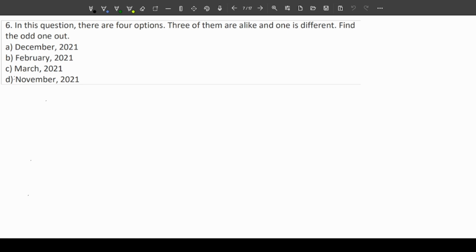Let's jump into the next question of JIPMAT 2021 question paper. Here we see there are four options, three of them are alike and one is different, and we need to find the odd one out. The options that we can see are months. The first thing that I want to compare is the number of days in that month.